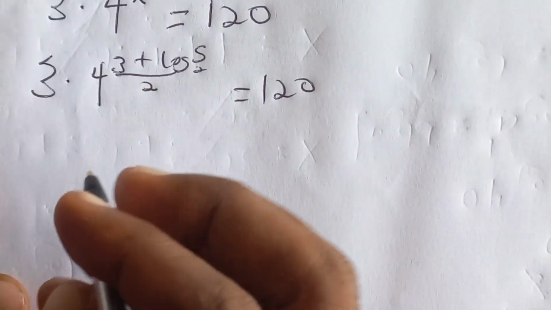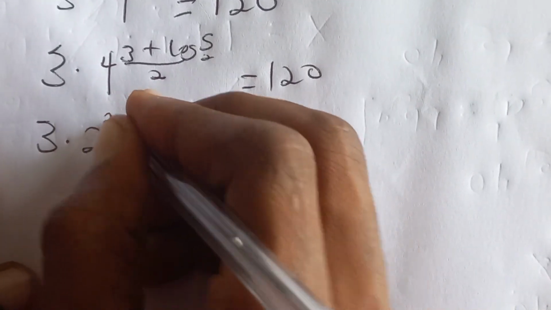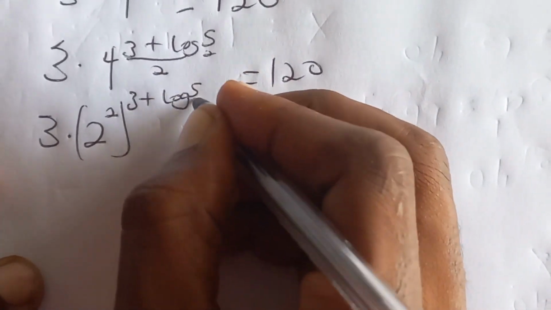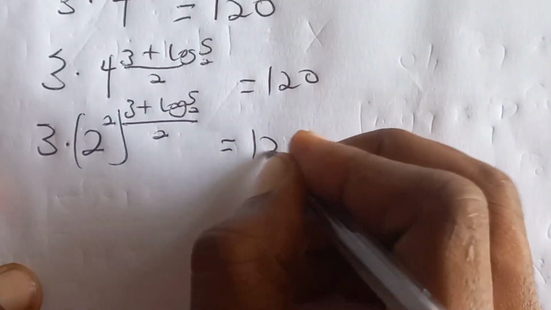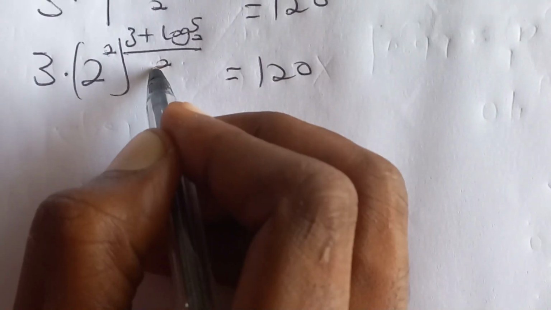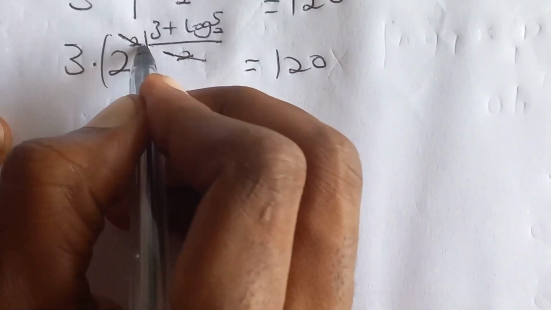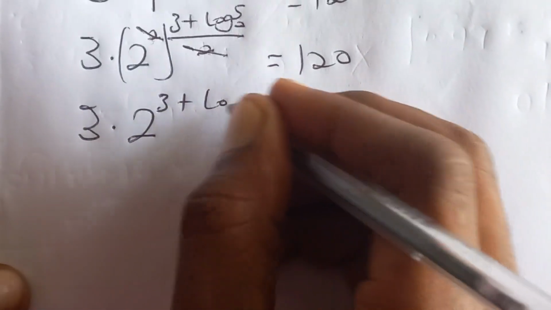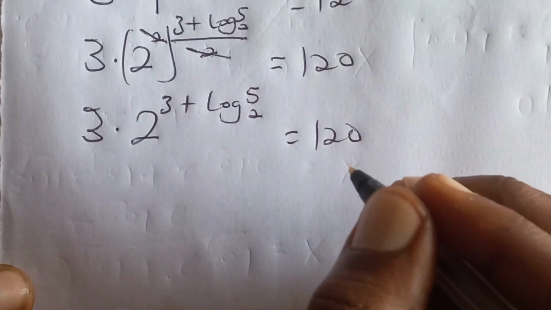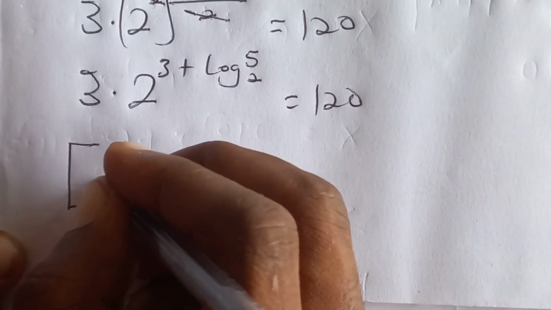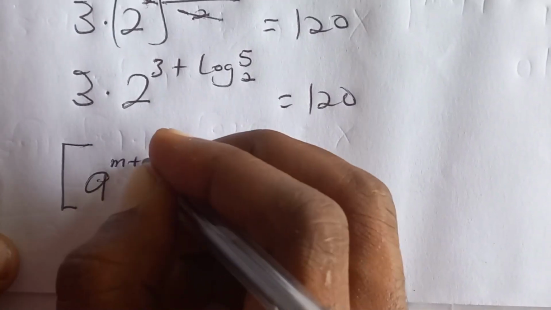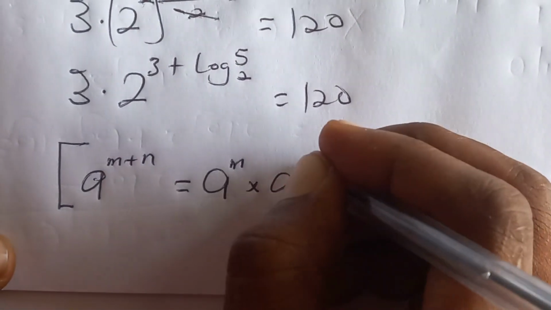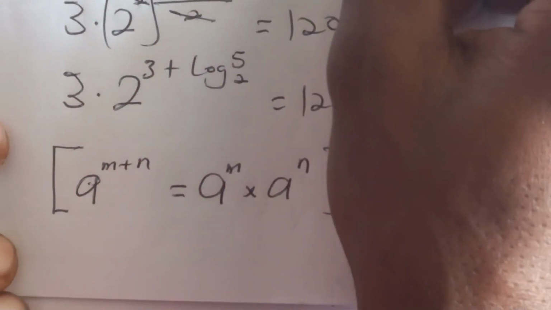Okay. But then we can express 4 as 2 exponent 2. So this is 4 to the power 3 plus log 5 base 2 all on 2, which is equal to 120. And in this case, we can cancel this denominator by the exponent of 2. So this can take off this, giving us 3 multiplied by 2 exponent 3 plus log 5 base 2, which is equal to 120. This is the same as a exponent m multiplying by a exponent n, okay, so we are going to apply this rule here.